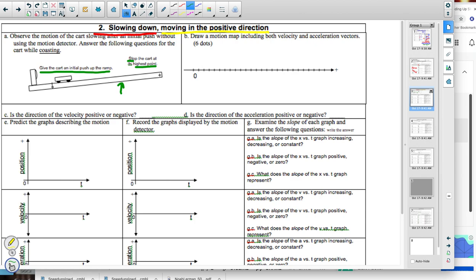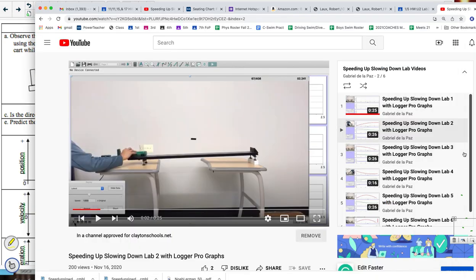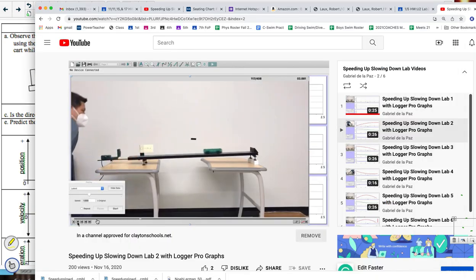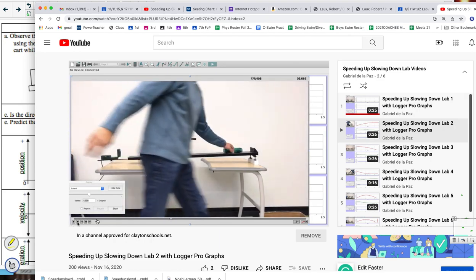So when it gets somewhere up here-ish, it's going to slow to a stop and you're going to hold it in that position. Let's remind ourselves what that video looked like when Mr. De La Paz showed us on the YouTube video. The car slows to a stop and it stops at the highest point.